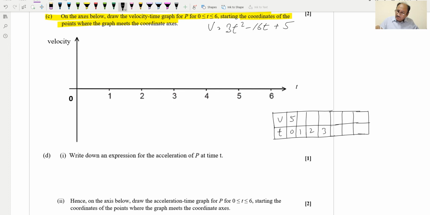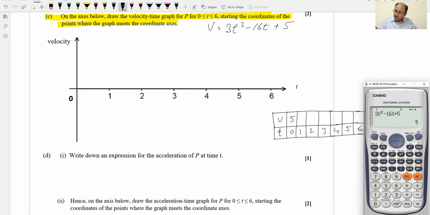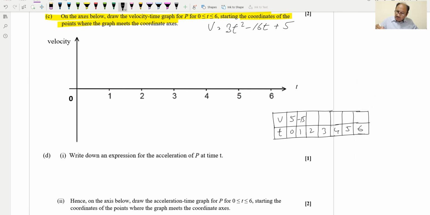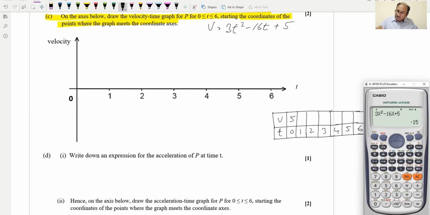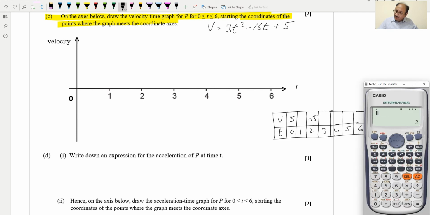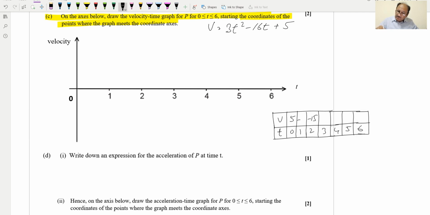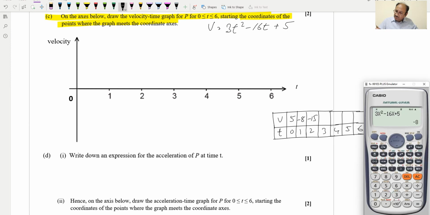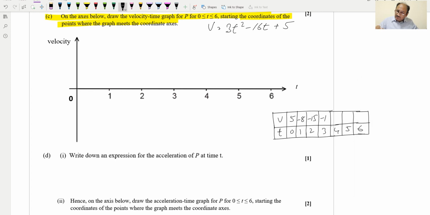So we can draw here, this will be 5. Then for 2, calculate for 2, this is equal to minus 15. For 1 we need to check. Minus 15 is over here, and for 1 we can calculate, for 1 is equal to minus 8. So minus 8 over here. Now we can check for 3, calculate for 3, and this is equal to minus 16.